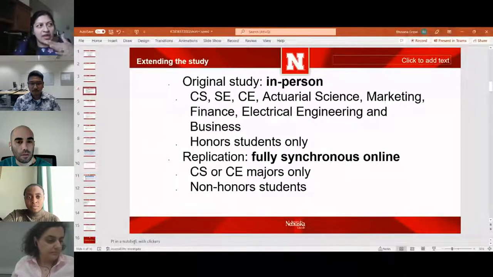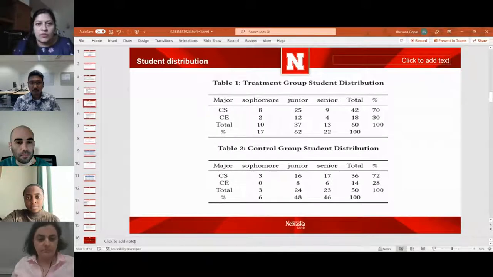The replication that we did was fully synchronous online, synchronous as in real time, conducted class at the same time that the students were present. And it was primarily computing majors, CS or CE, with mostly non-honors students. I don't want to go over this in detail, but we have some data to tell you how the college standing of our students was split up between what we call the treatment group and the control group.